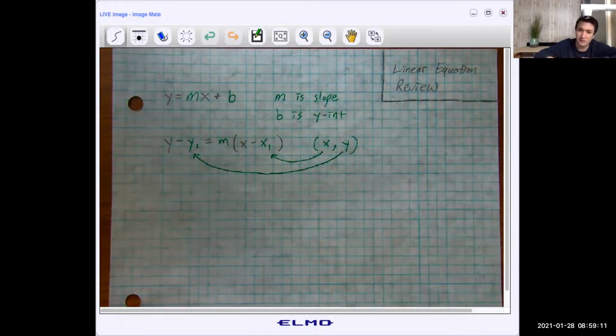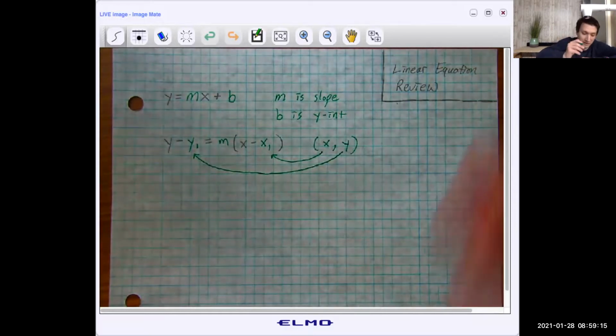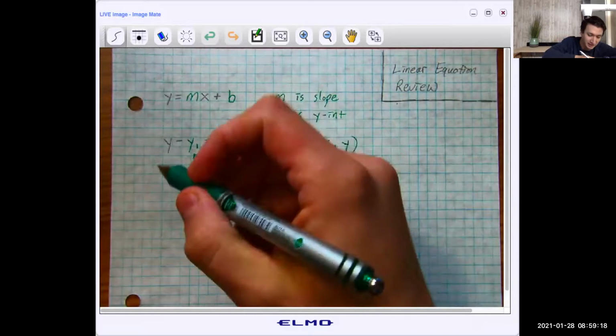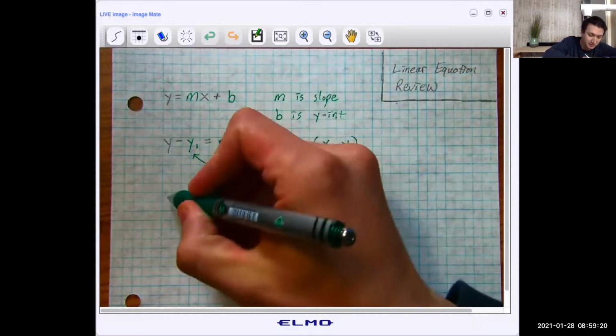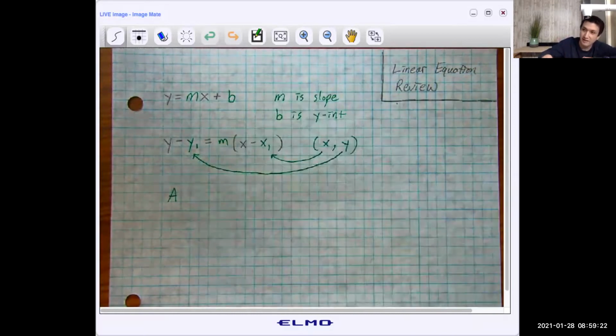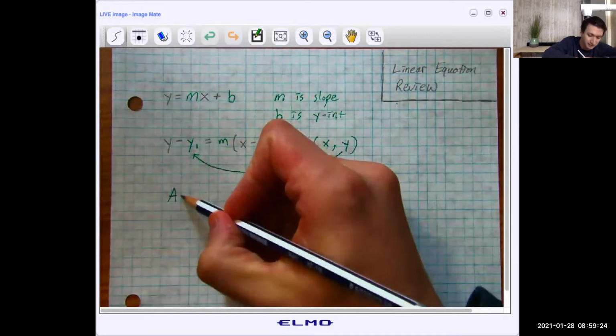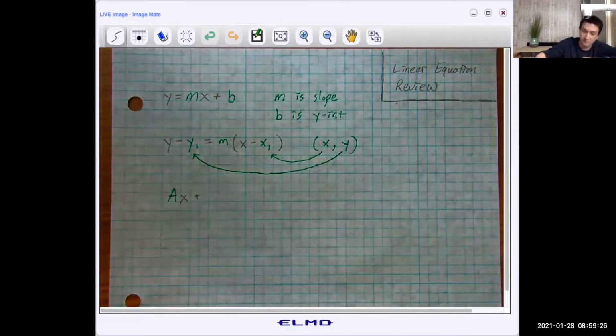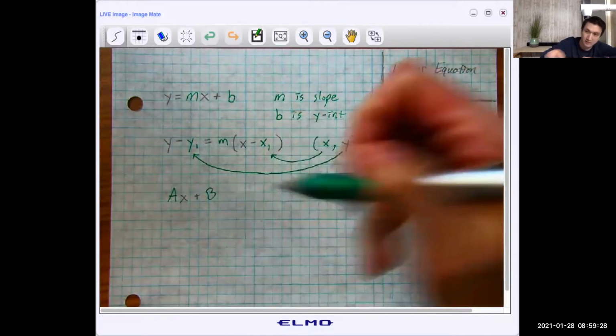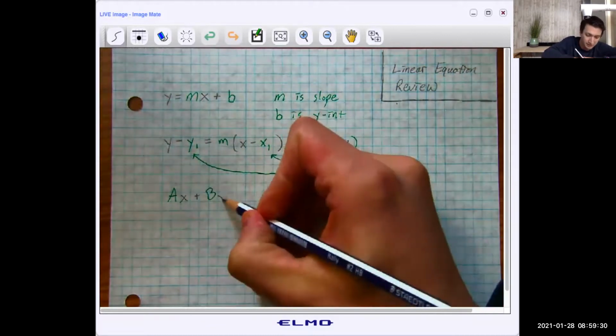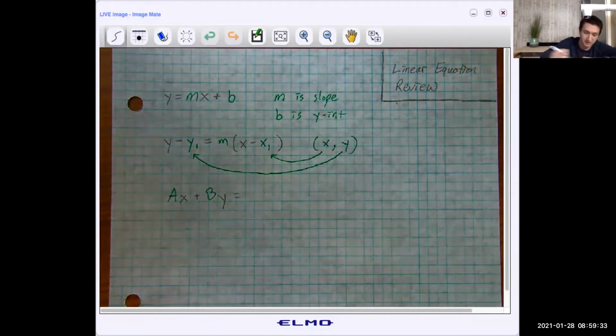Okay, so this last one looks like this. I almost started to write with pencil, but I realized I have to write with pen at the very beginning. It goes like this: a and then an x plus b and then a y equals c. So again, the a, b, and c all get replaced with numbers.